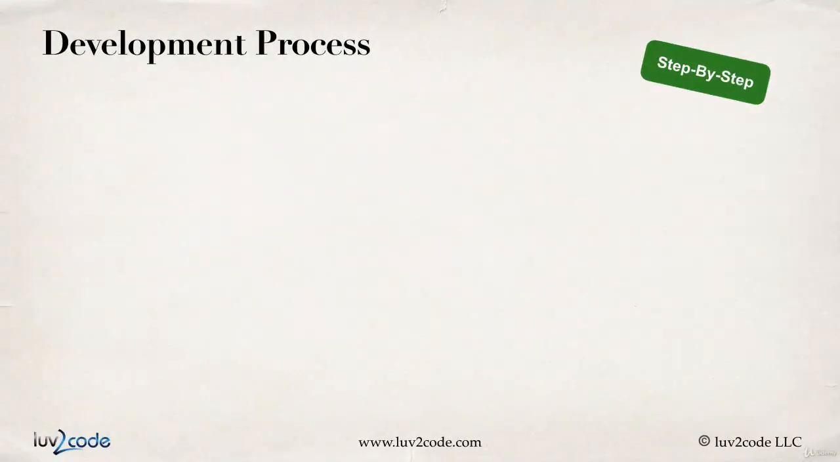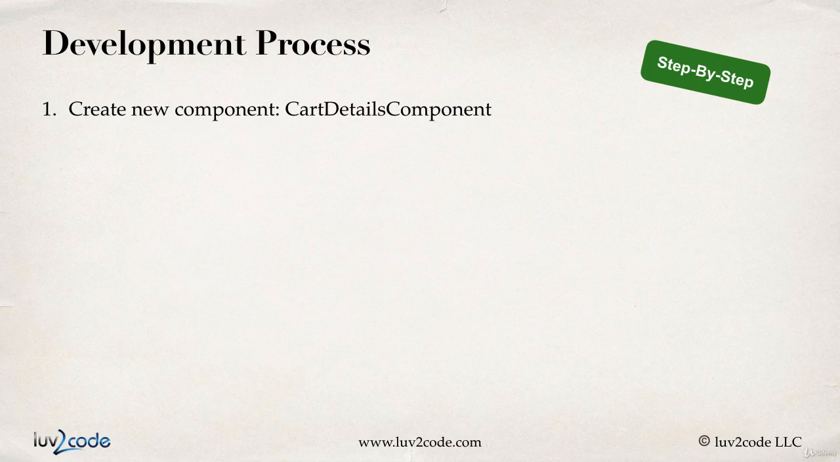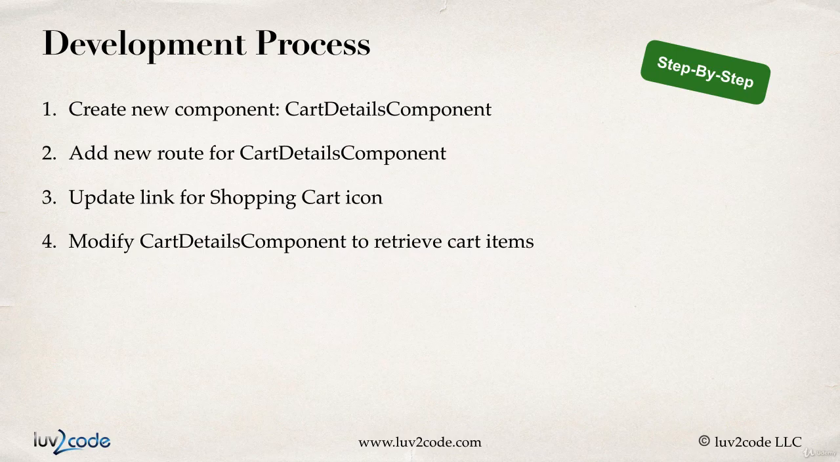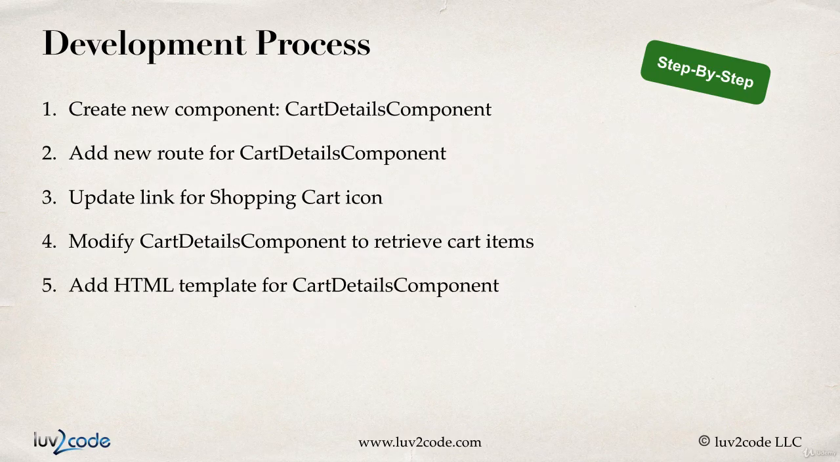Okay, so let's go ahead and look at the development process. So the first step is creating the new component, cart details component. Then we'll add a new route for the cart details component. Next, we'll update the link for the shopping cart icon. We'll modify the cart details component to retrieve the cart items. And then finally, we'll add the HTML template for the cart details component.